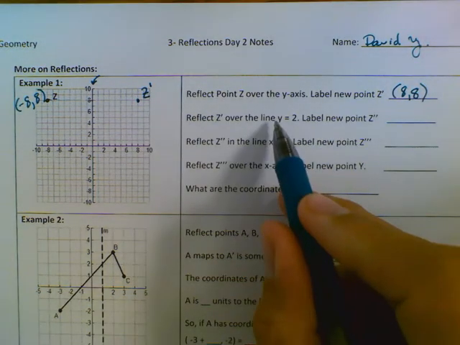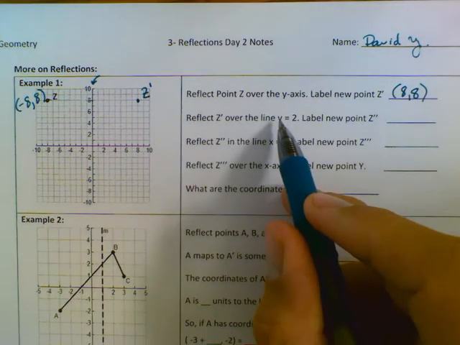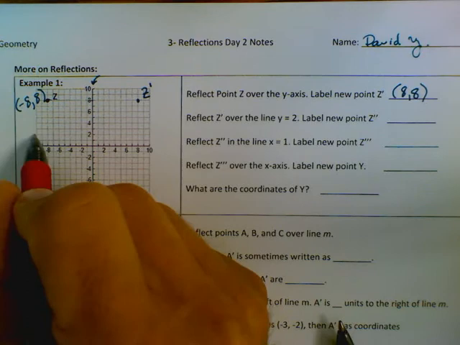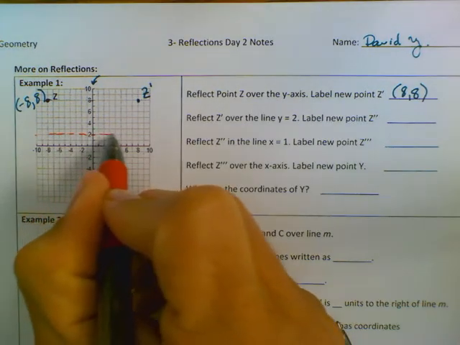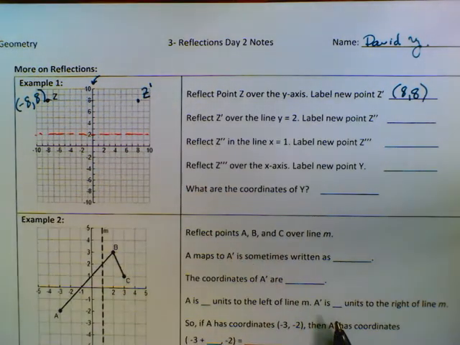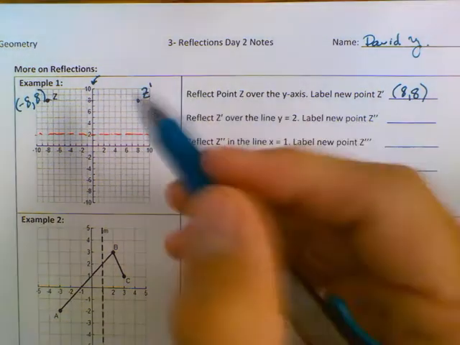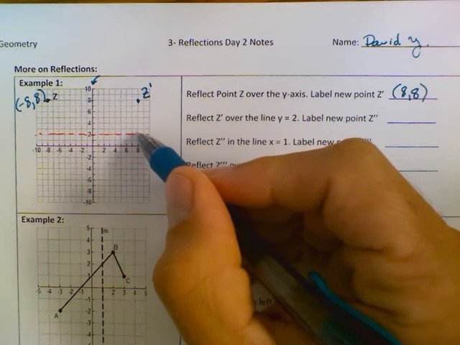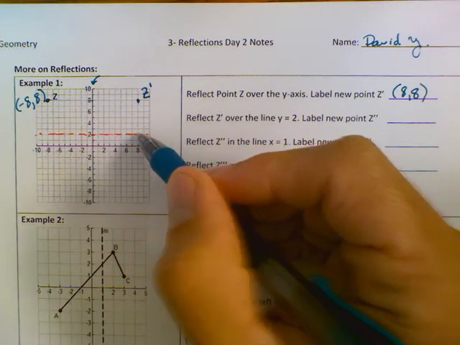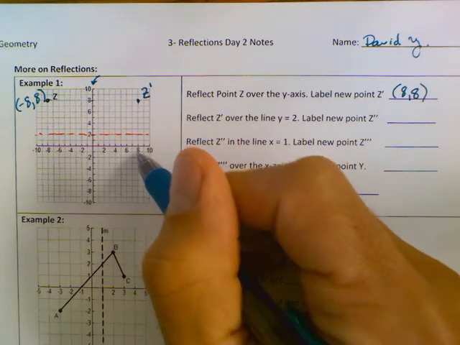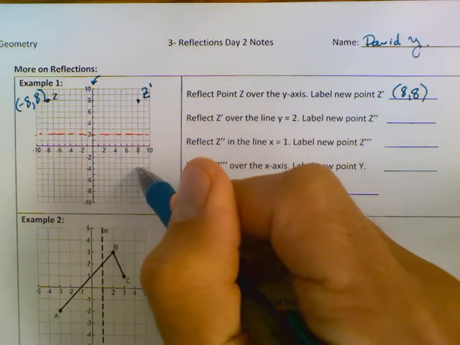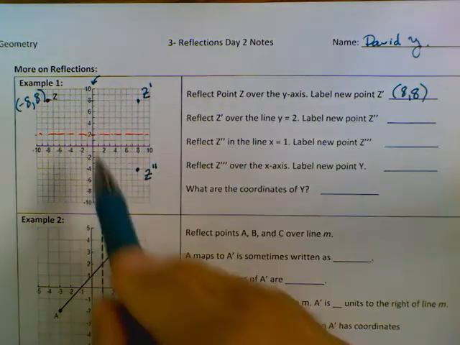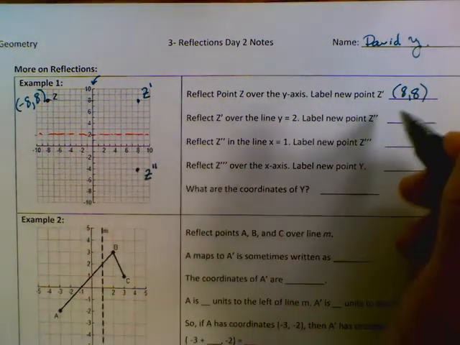Then we're going to reflect it over the line y equals 2. The line y equals 2 is a horizontal line. So the y coordinate is going to change. So I'm at 8, 8. And I go down to 2. So I've went down 6, and I need to go down 6 more. 1, 2, 3, 4, 5, 6. That'll be z double prime. And its coordinates would be 8, -4.